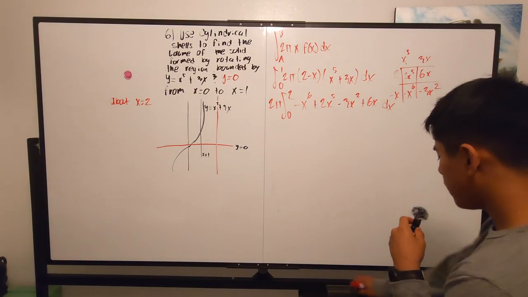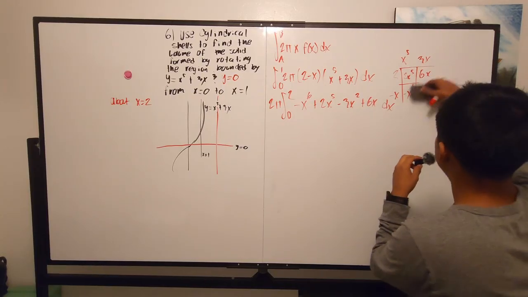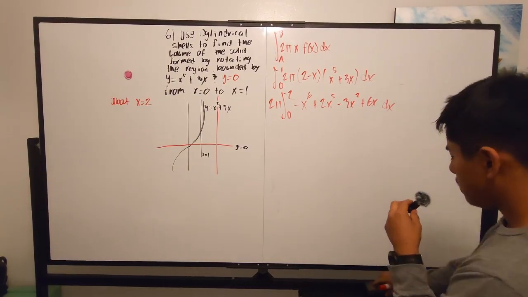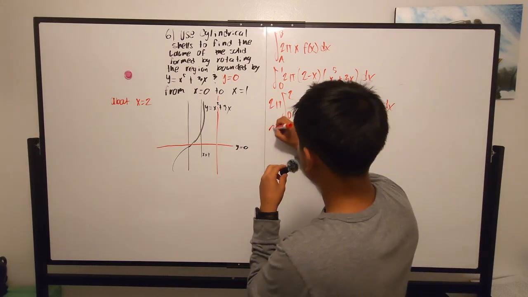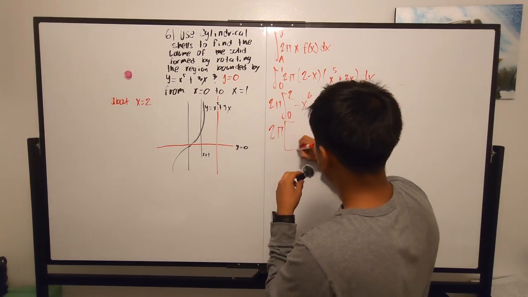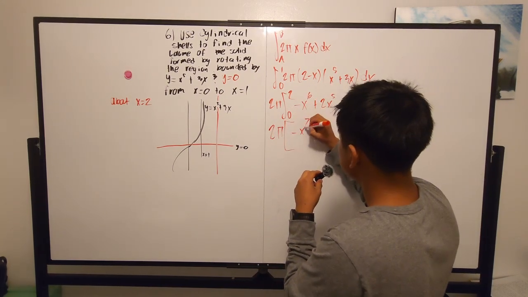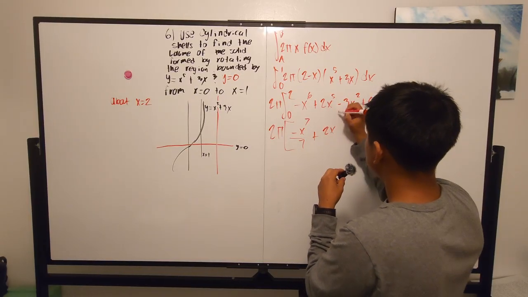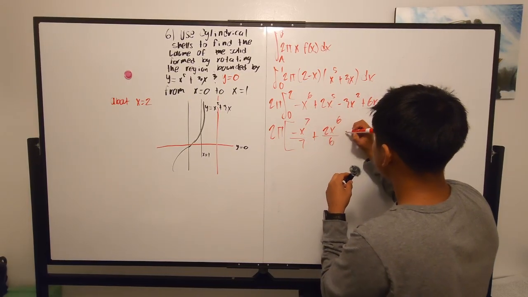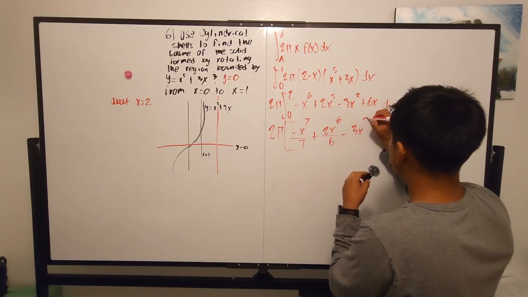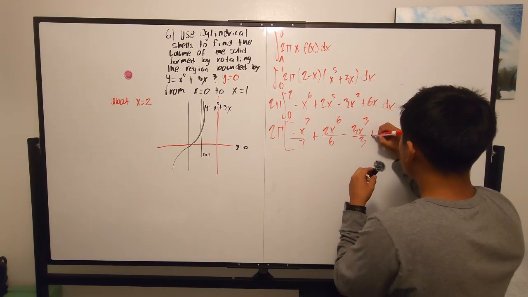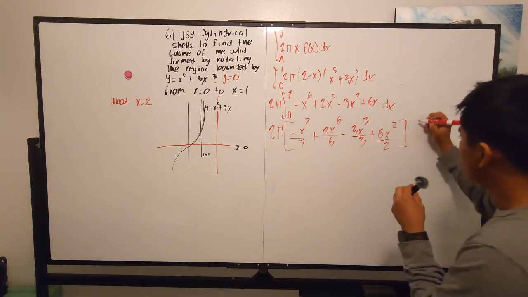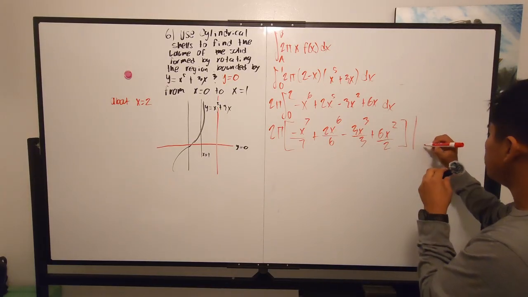We're just going to integrate using the reverse power rule. So this is going to be 2 pi again. This is going to be negative x to the 7th all over 7 plus 2x to the 6th all over 6 minus 3x cubed all over 3 plus 6x squared over 2 evaluated from 0 to 1.